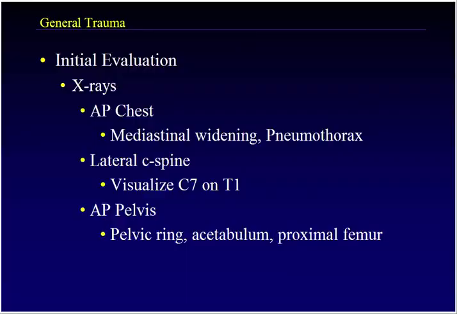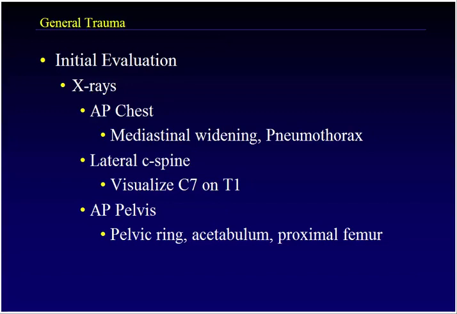The initial evaluation, the ATLS protocol, which you all have participated in at some point in your careers, really calls for 3 radiographic examinations in all trauma patients, beginning with the AP X-ray of the chest. And what you're looking for with all these X-rays are significant, potentially life-threatening injuries. On the AP chest, you're looking for mediastinal widening, which could herald an aortic transection or dissection, and pneumothoraces, which would require urgent, emergent treatment. On the lateral C-spine, you want to be able to visualize C7 on T1 to assure that there's no significant deficit.